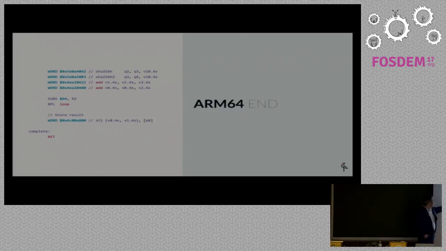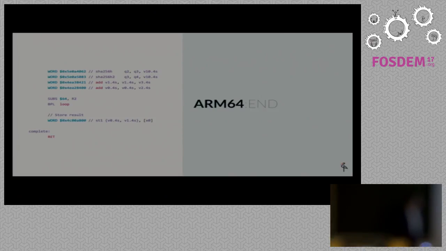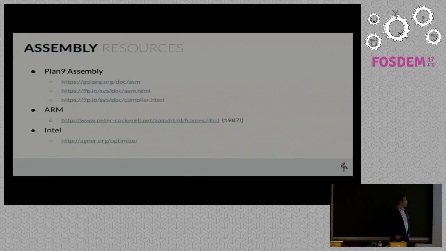And obviously here, R2 is the length of the message, so you process 64 bytes at a time, and when there's more work to do, obviously you loop back. And so that's pretty much how a function like this looks a little bit.